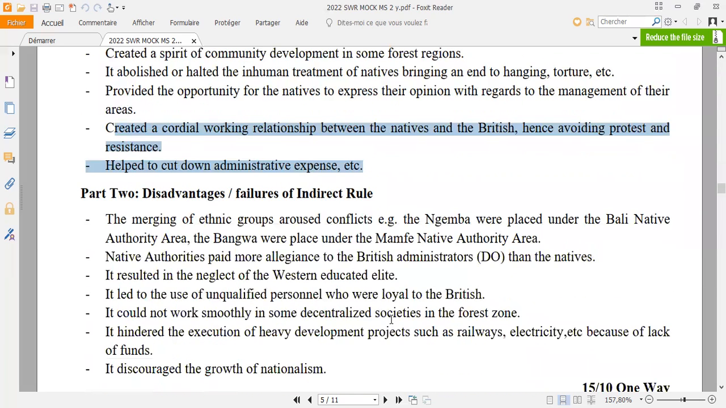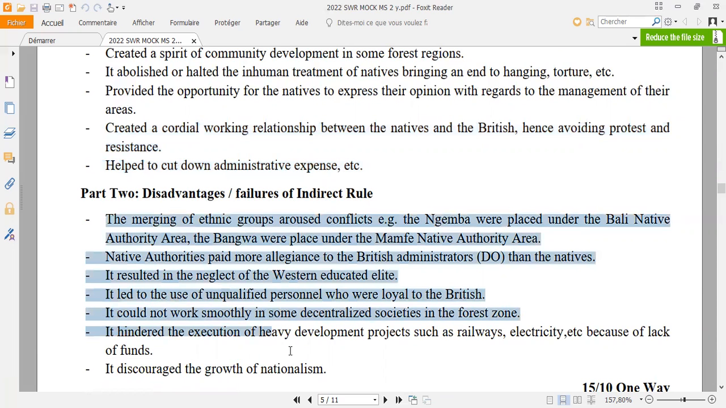Now, part 2, you are talking about the disadvantages or failure of indirect rule. For example, the merging of ethnic groups across conflict. Example, the Gemba were placed under the Bali Native Authority area. The Bangwa were placed under the Mvute Native Authority area. They disapproved of this. Native Authorities paid more allegiance to the British administrator than to the natives.